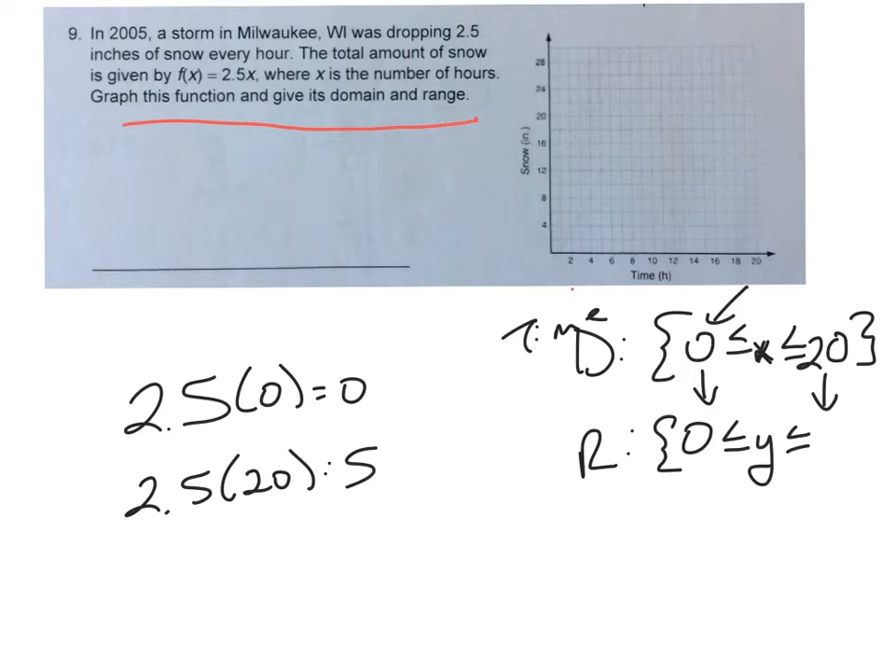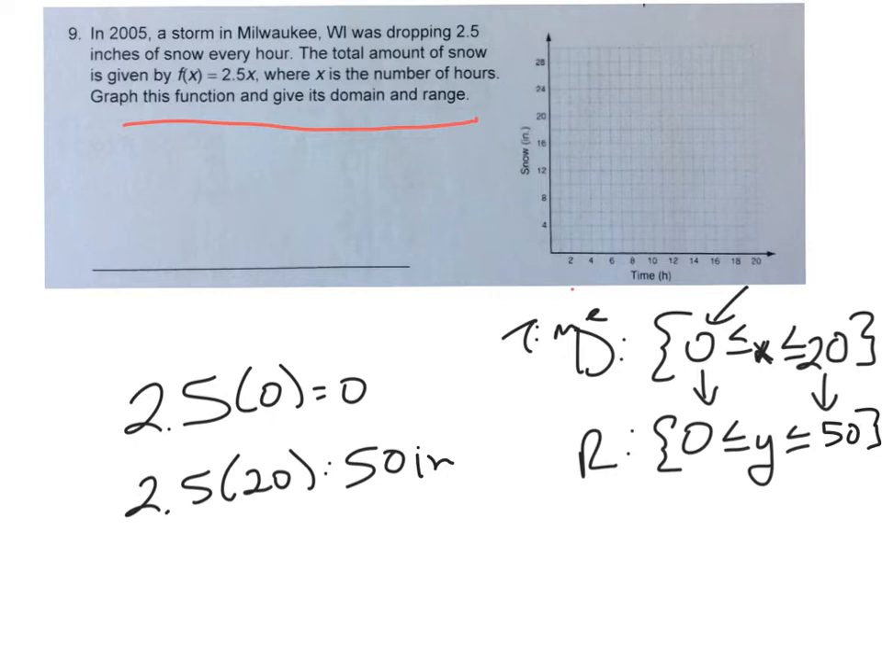That's going to give us, sorry, 50. So 50 inches of snow. Wow. Alright, so we're going to put 50 here, and we're going to close it up. So if it snowed for 20 hours straight at this same rate, we would expect around 50 inches of snow.